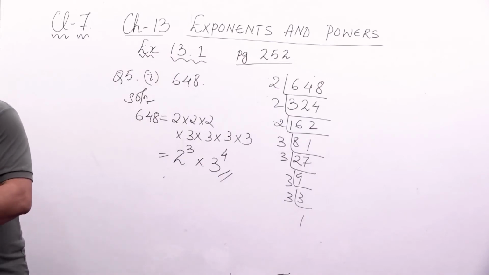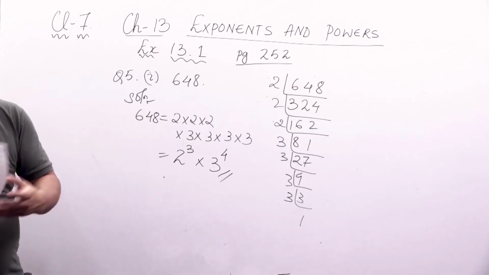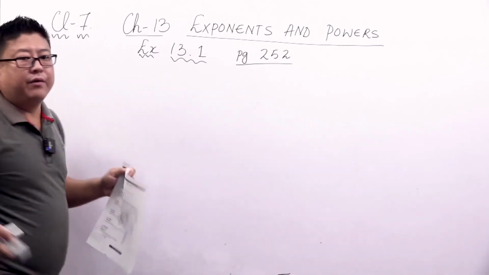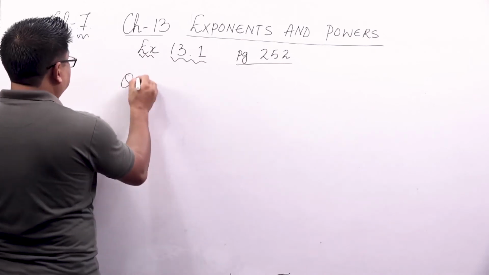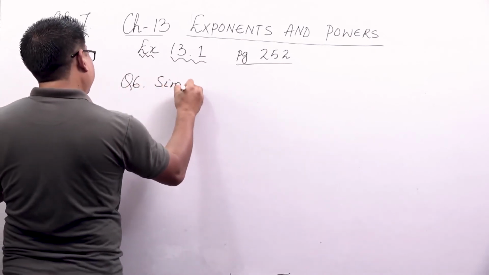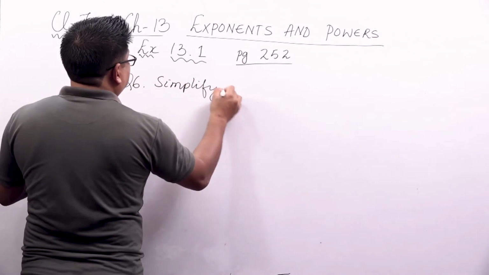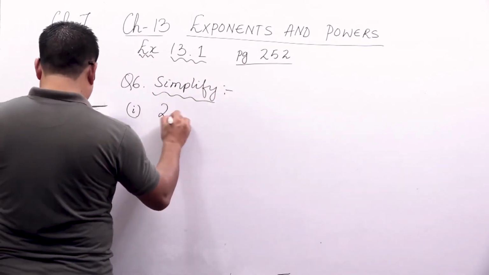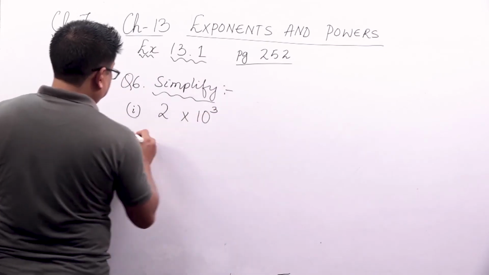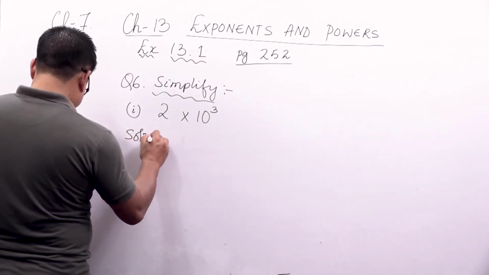The next question is quite simple. There's nothing to be confused about here. The question says simplify. Simplify means make it simple. All right? Make it simple. The question is 2 into 10 to the power 3. So let's find the solution.